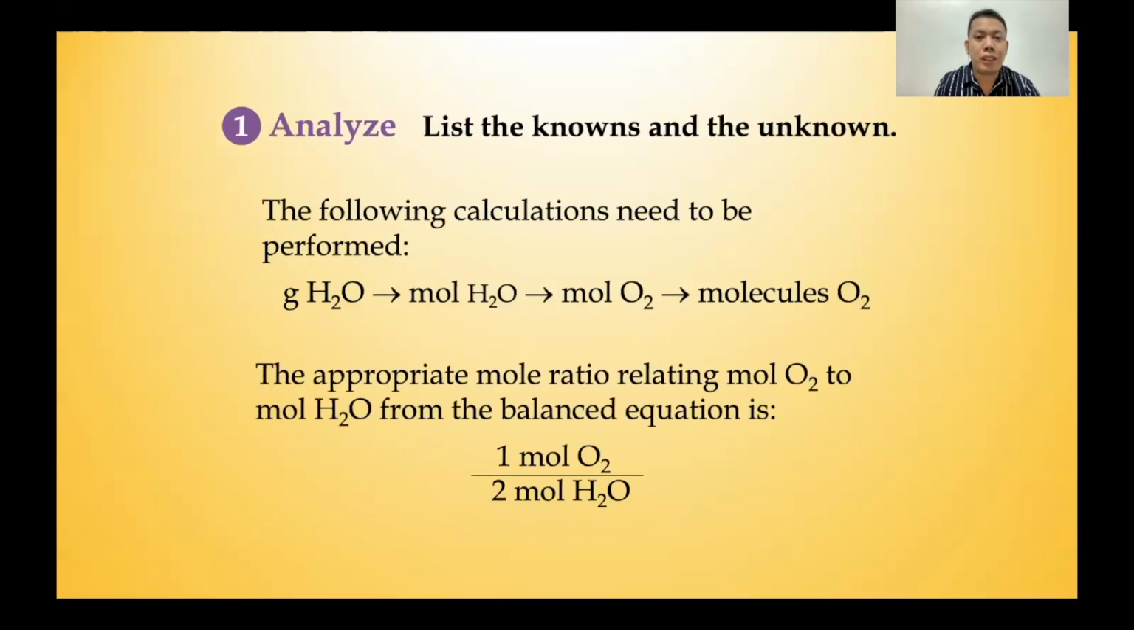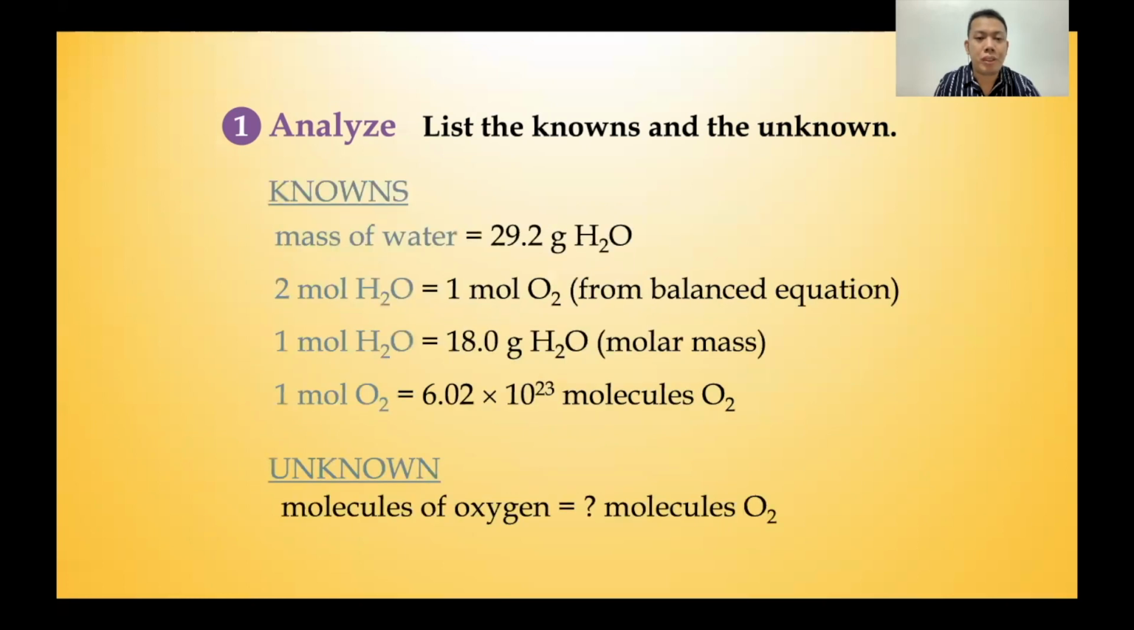Again, the first step is to analyze and list the unknown. The following calculations need to be performed. We have the given, the mass of water, converted to mole of water, to mole of oxygen, and then to molecules of oxygen. So our mole ratio is 1 mole of oxygen for every 2 mole of water. The mass of water is 29.2. 2 mole of water is equivalent to 1 mole of oxygen. That came from the balanced equation.